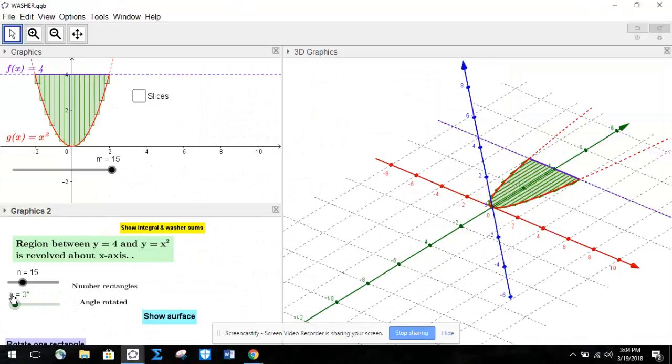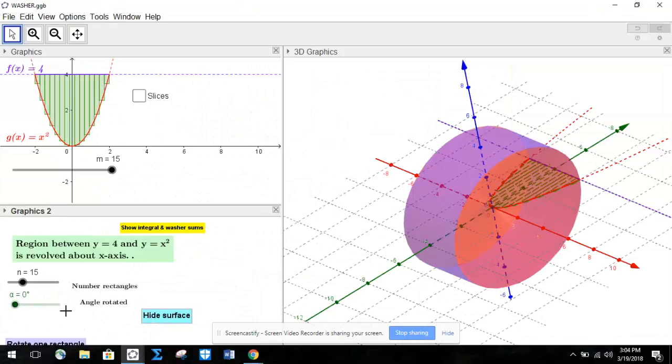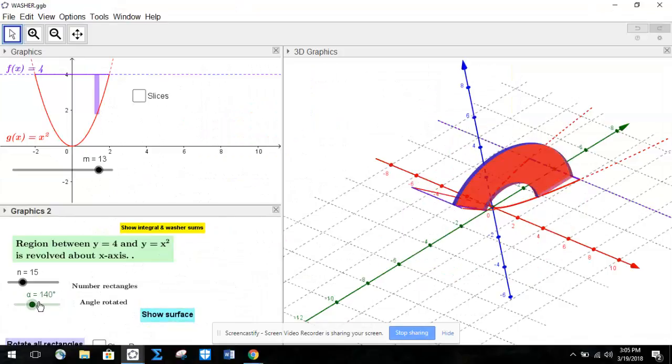Oh, I'm going to show the surface now. When I rotate that around, I get this shape that in certain parts has a hole in the middle. And again, that hole is easier to see when I look at just one rectangle. Let me take away the surface. Let me rotate it around again. There it is.